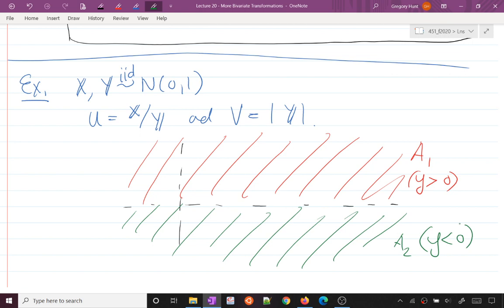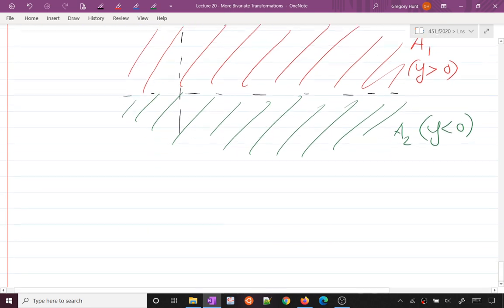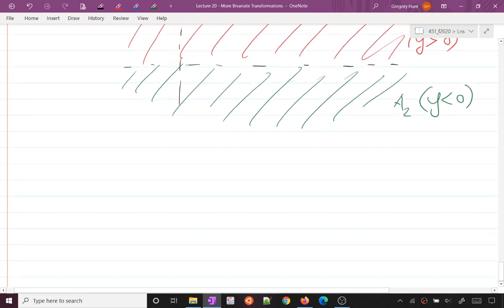So if we want to derive the joint PDF of u and v, we just need to apply it to each of the two chunks. And on the chunks, this is going to be invertible. Notice that I've split it up based on whether y is bigger than 0 or less than 0, so that on each of those two chunks, this will give us an invertible function. So let's look at how to do this. We'll do it in detail on chunk 1, and then we'll state the result for chunk 2, for A2, but it's very similar.